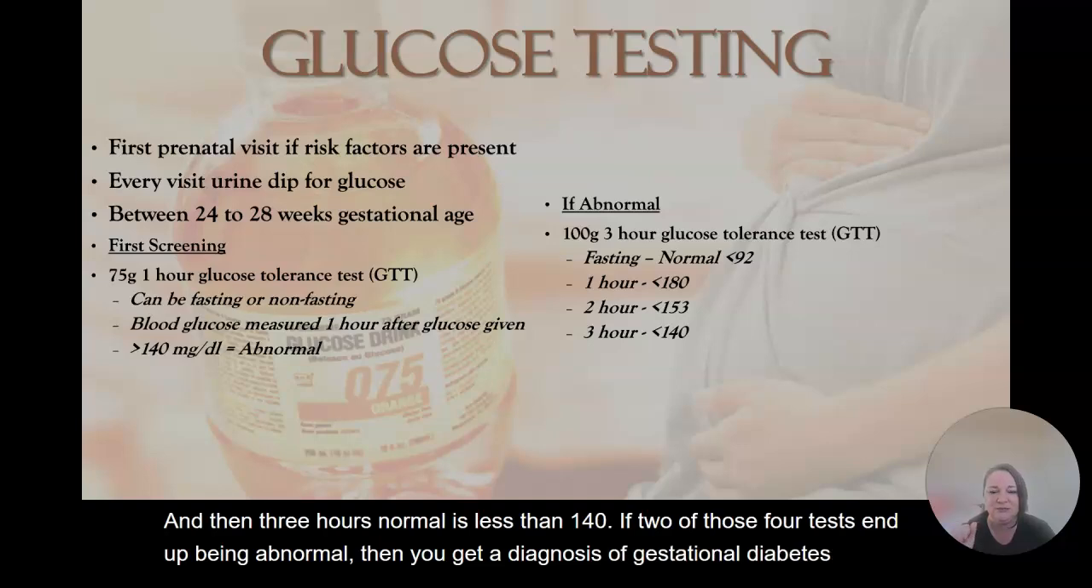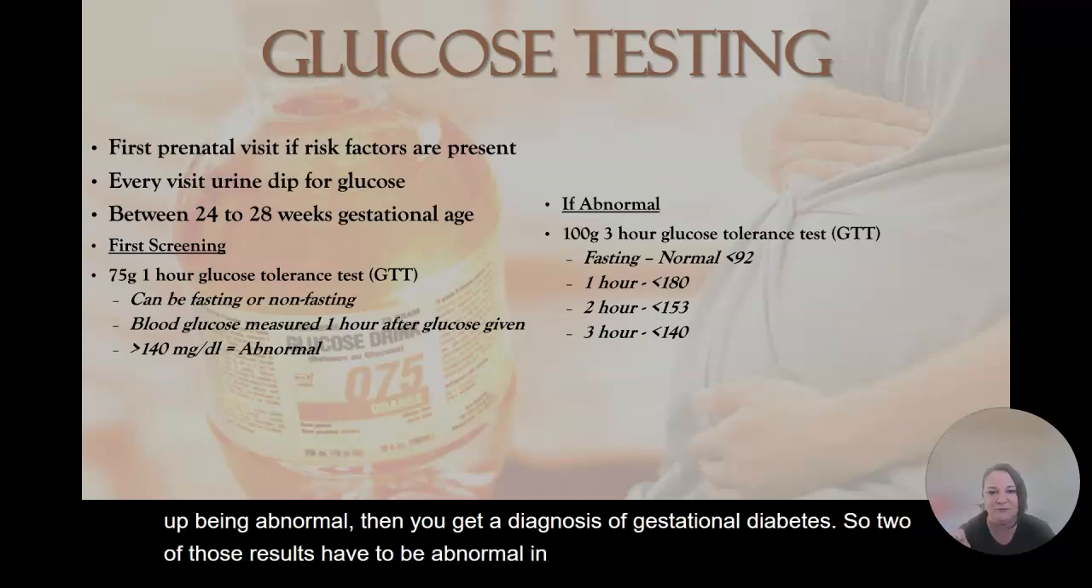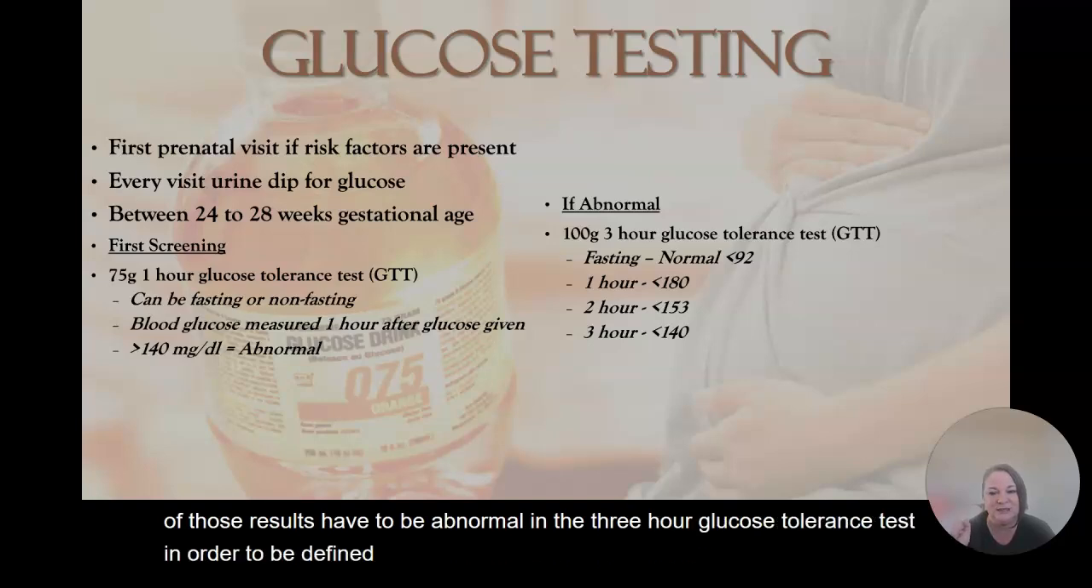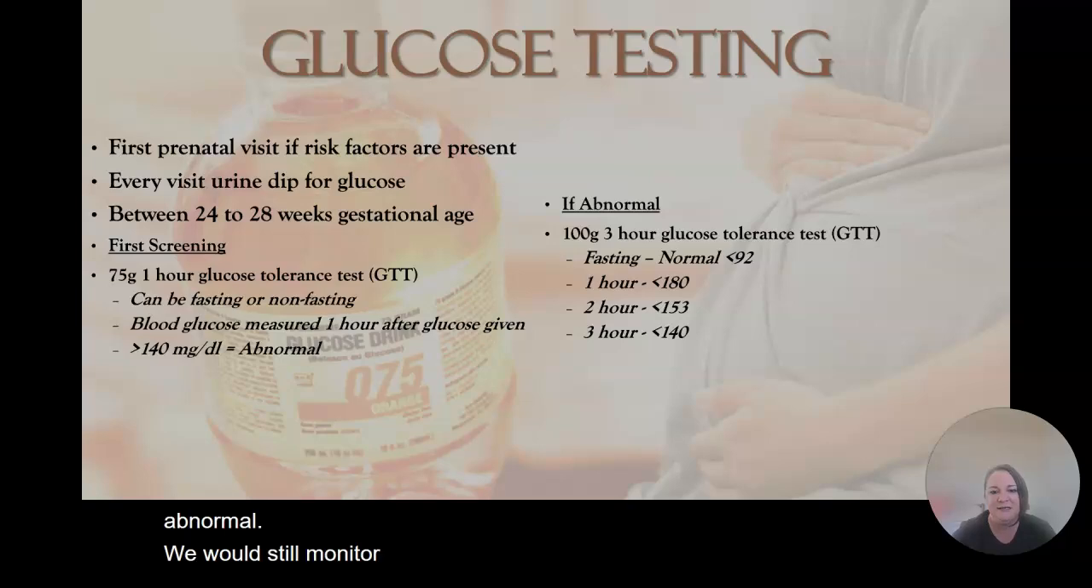So 2 of those results have to be abnormal in the 3-hour glucose tolerance test in order to be defined as gestational diabetes. Now, if one of them was abnormal, we would still monitor closely and encourage diet and exercise for that mother.